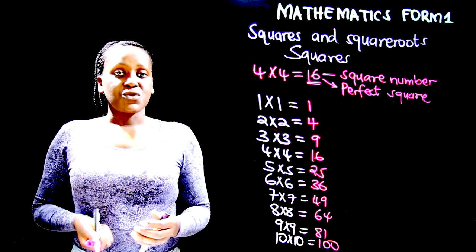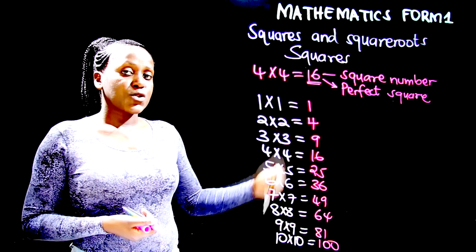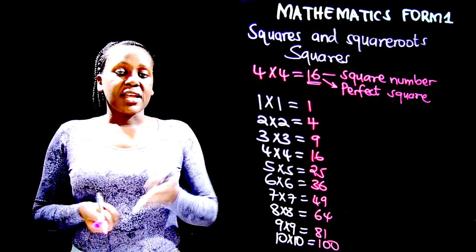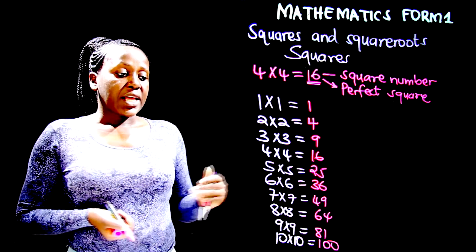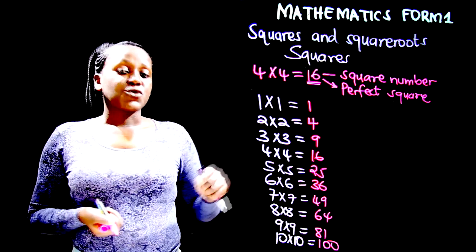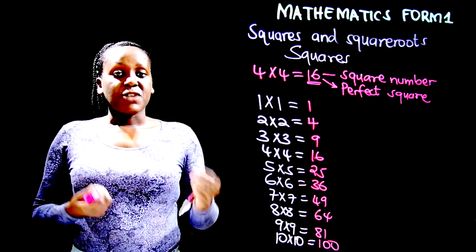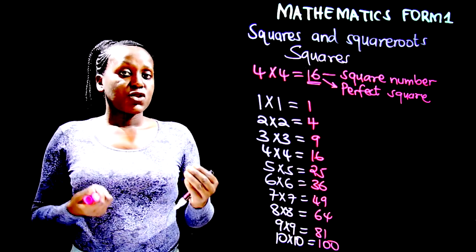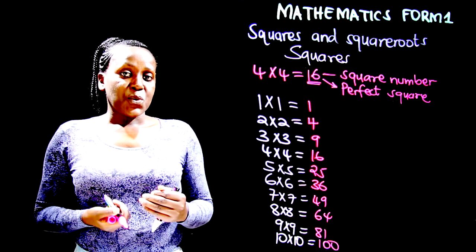So I'll challenge you to try and get the next 10 square numbers. If you take 11 times 11, what do you get? So you can proceed like that until you get to the 20th square number, which will be obtained after multiplying 20 by 20. Now, how do we represent a square?